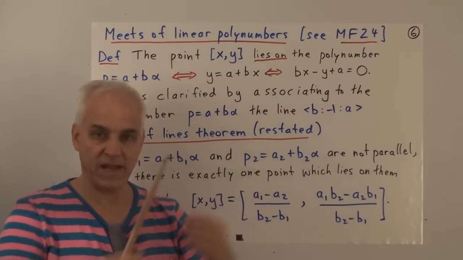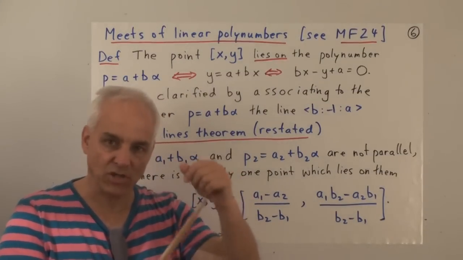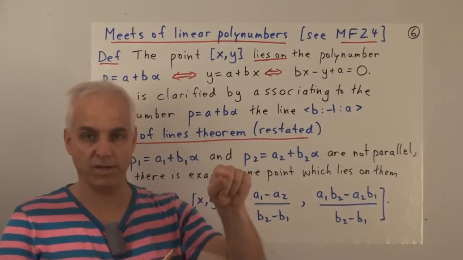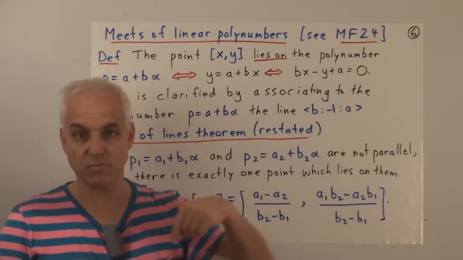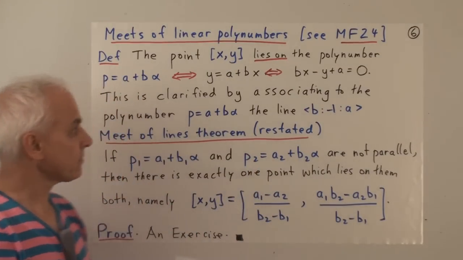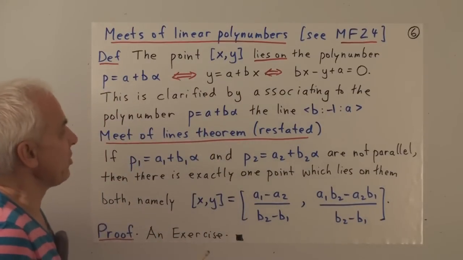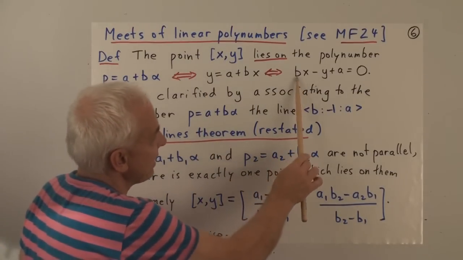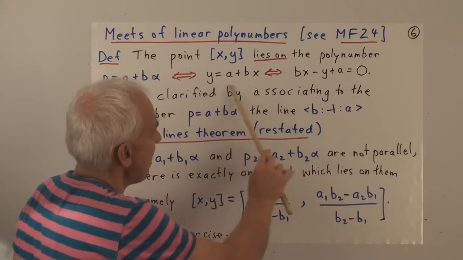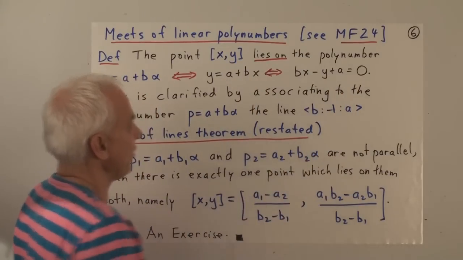That's an algebraic reflection of the operation of drawing a point and saying that point lies on the polynumber, or is part of the graph. Now, this particular relation, it's a linear relation, it can also be rewritten as bx minus y plus a equals 0.